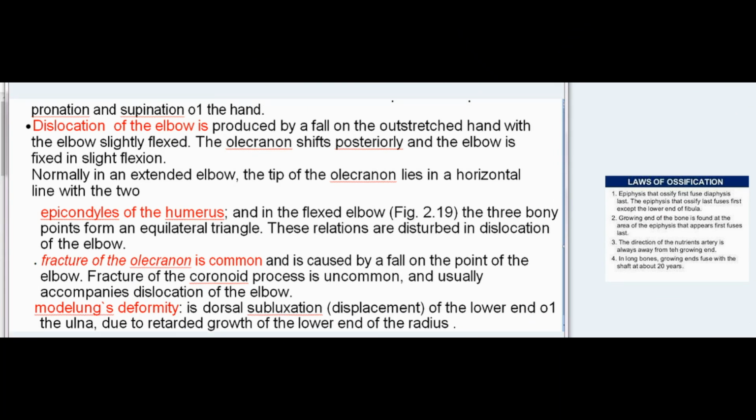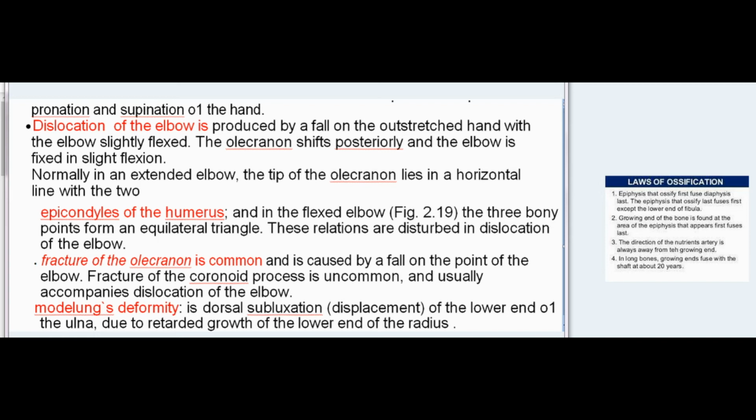Dislocation of the elbow is produced by a fall on the outstretched hand with the elbow slightly flexed. The olecranon shifts posteriorly and the elbow is fixed in slight flexion. Normally in an extended elbow, the tip of the olecranon lies in a horizontal line with the two epicondyles of the humerus, and in the flexed elbow, Fig 2.19, the three bony points form an equilateral triangle. These relations are disturbed in dislocation of the elbow.